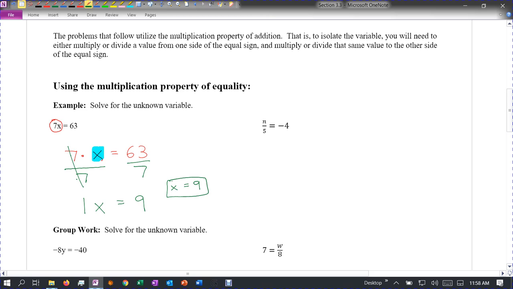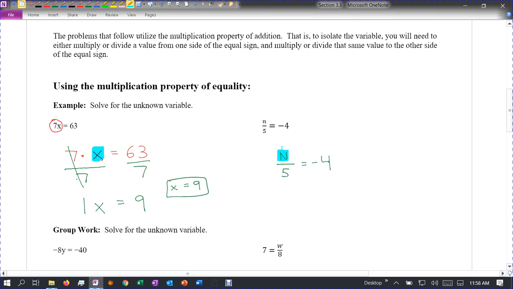So there's a major difference here between the way we solved this and the way we solved the problems in the previous section. Now let's take a look at this next one. n divided by 5 equals -4. And we're trying to solve for n.